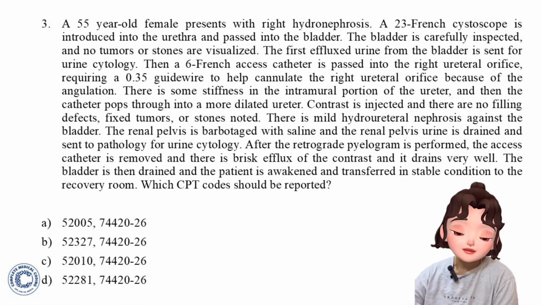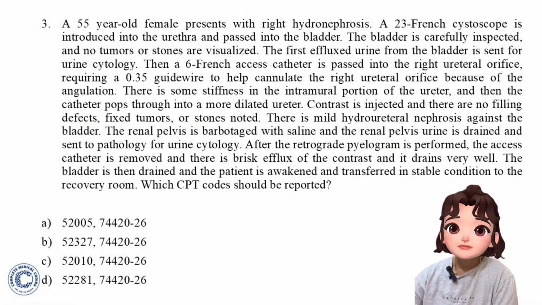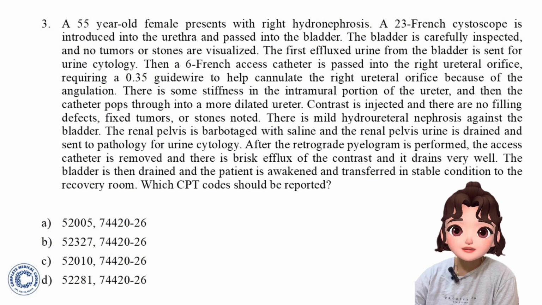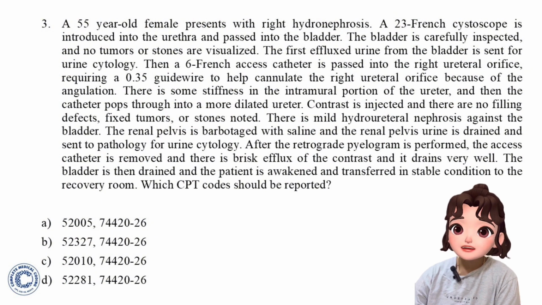Now moving to the third question. A 55-year-old female presents with right hydronephrosis. A 23 French cystoscope is introduced into the urethra and passed into the bladder. The bladder is carefully inspected and no tumors or stones are visualized. The first reflex urine from the bladder is sent for urine cytology. Then a 6 French access catheter is passed into the right ureteral orifice, requiring a 0.35 guide wire to help cannulate the right ureteral orifice because of the angulation.